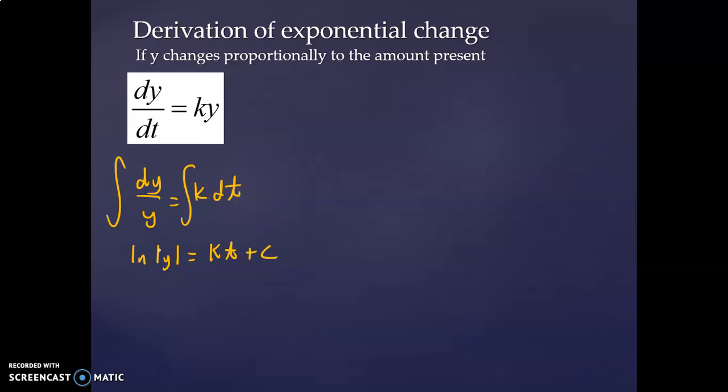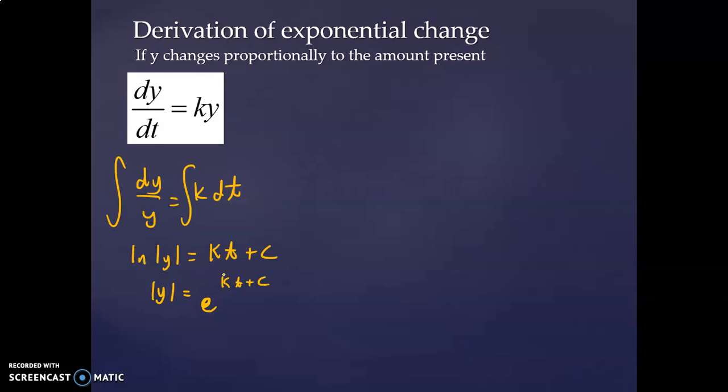Now, I want to solve for y, so I want to get this expression from the logarithmic version to the exponential version. I can do that by taking this side and making it the exponent with a base of e. So e to the kt plus c.